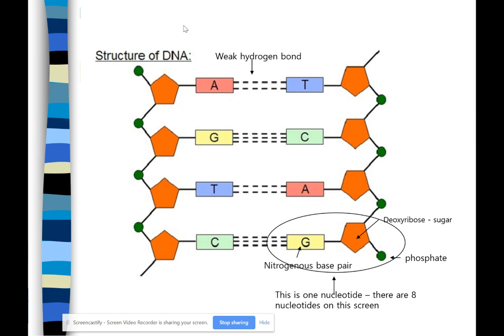And that's basically what DNA is. It's just repeating itself with this whole different code. And remember, A always has to pair with T, G always has to pair with C.